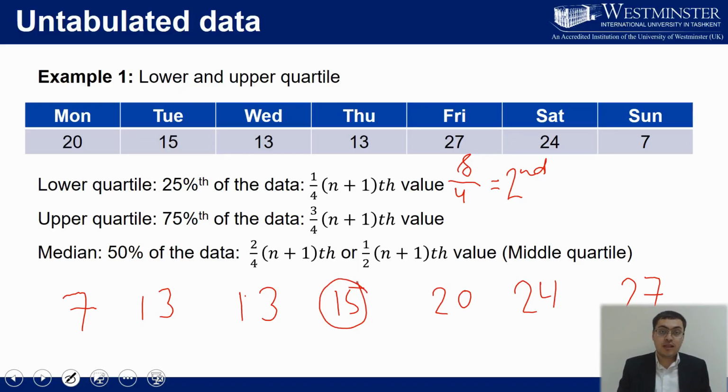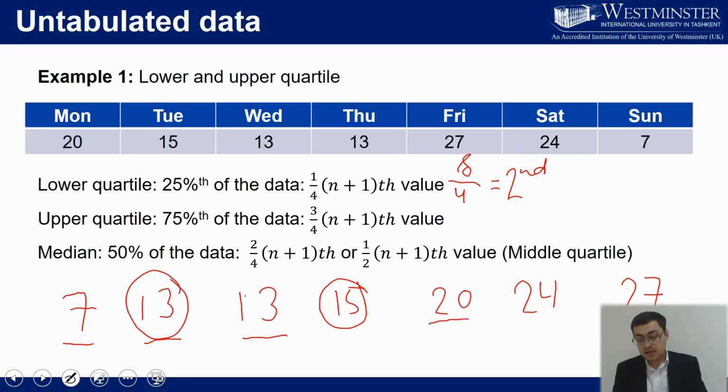If we look to the left side of it, we have 3 numbers left, specifically 7, 13, and 13. If I select the centermost from that, that is going to be my lower quartile. Similarly, if I look at the right side of my dataset, I see that I have 3 numbers remaining, and if I take the centermost data from this upper side, that is going to be my upper quartile.